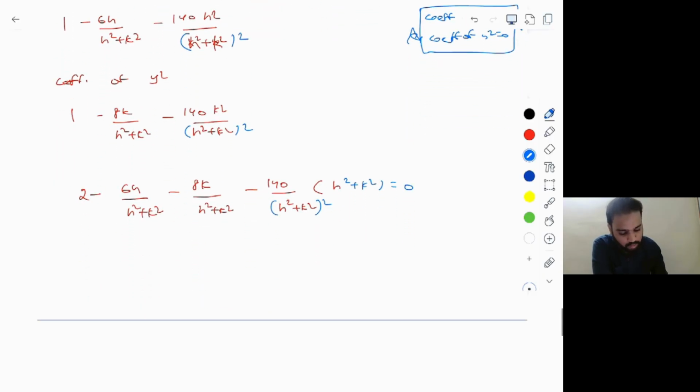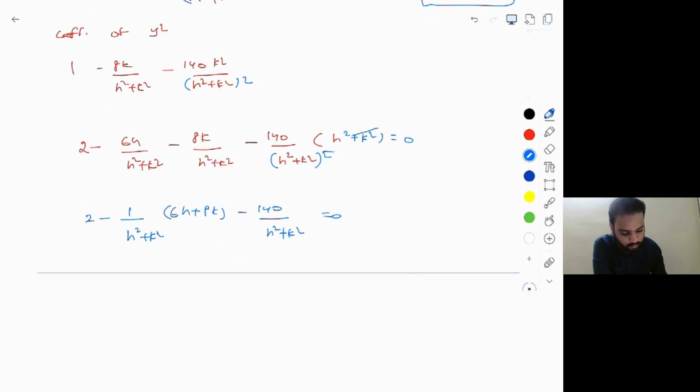Okay. Now you can do the simplification part because it is clearly 2 minus, again if I take 1 by h square plus k square common here, you are going to get 6h plus 8k, and one of the terms will be cancelled out. You will be getting 140 divided by h square plus k square is equal to 0. Now you can simply take LCM, and finally what we get is 2 times h square plus k square minus 6h plus 8k minus 140 is equal to 0.